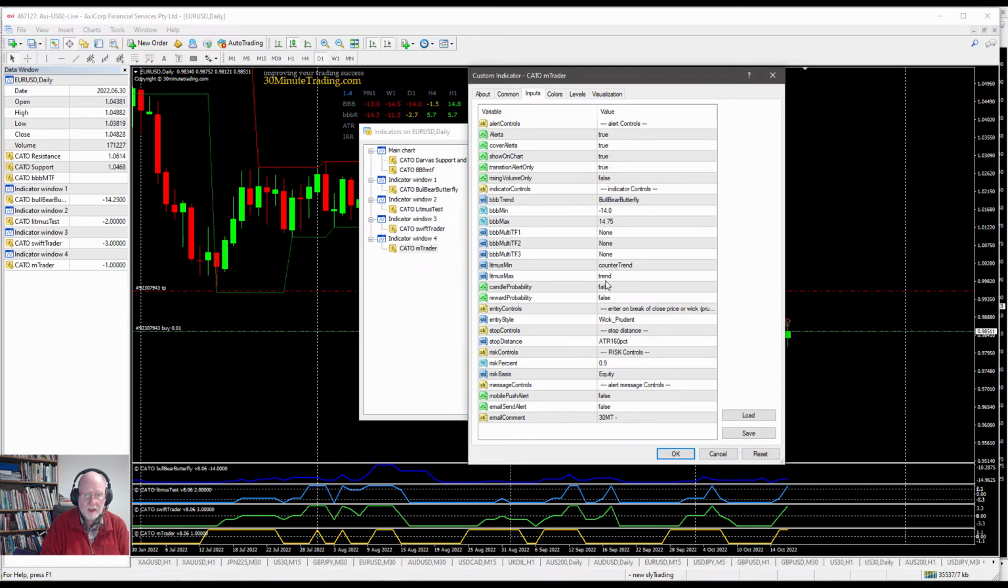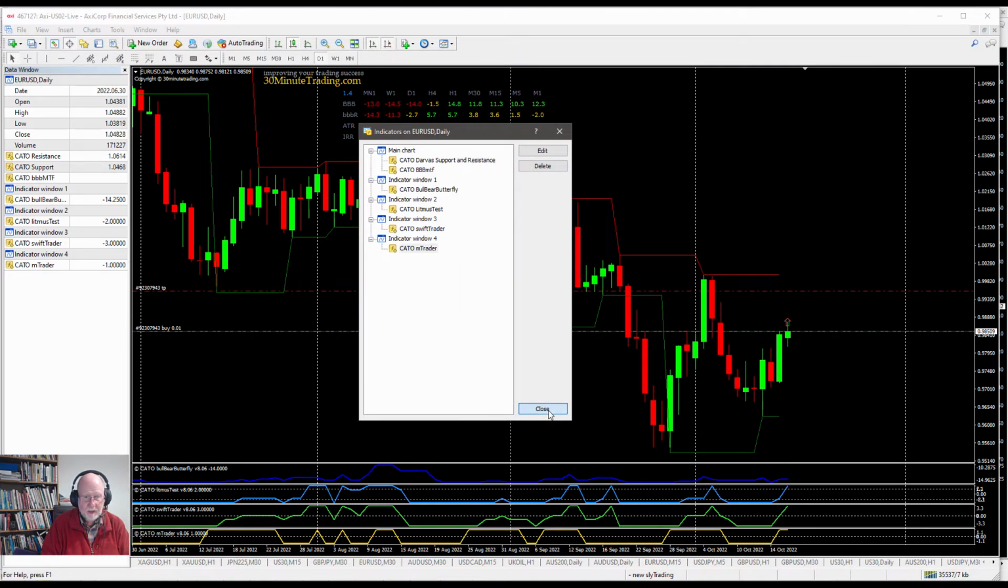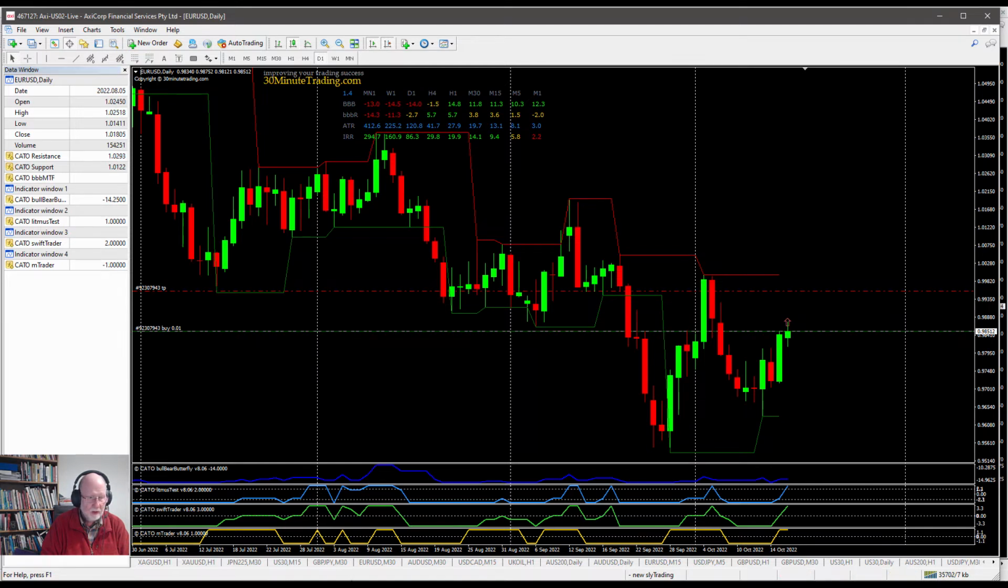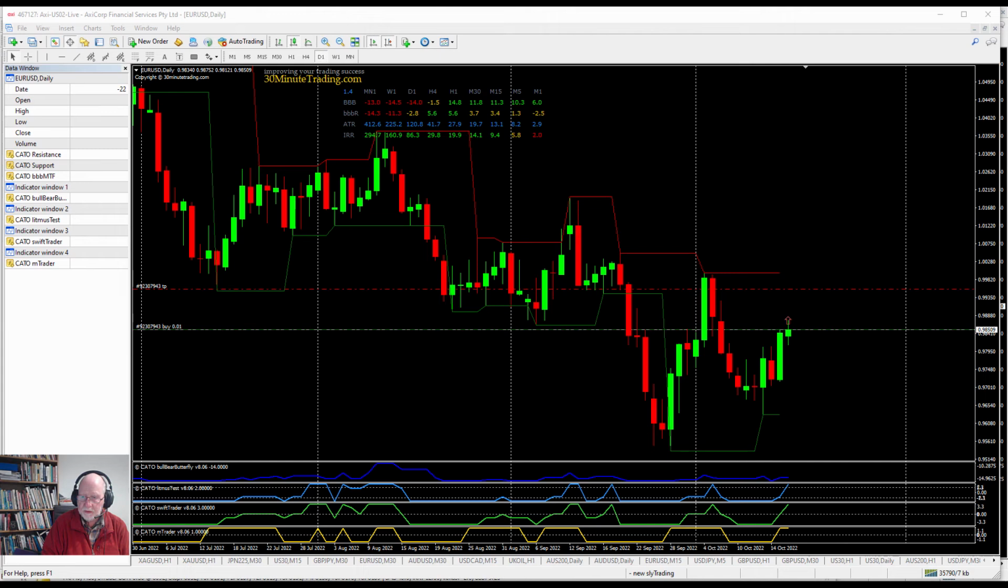I'm saying litmus is set to counter trend and trend. I'm happy with that. I'm going for the wick in terms of the entry style, and an ATR 160 for the stop, and a 0.9% risk. So if I say OK to that, I'm happy. It's refreshed that chart, and we'll see if it's pulled up any trade alerts. At the moment, I can't see any trade alerts coming up. So let's just see how that goes.